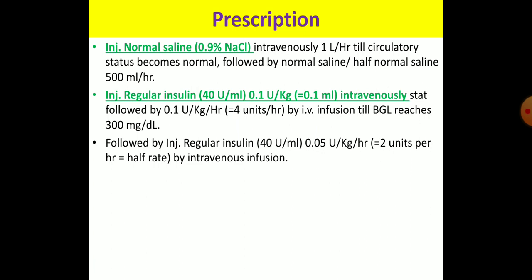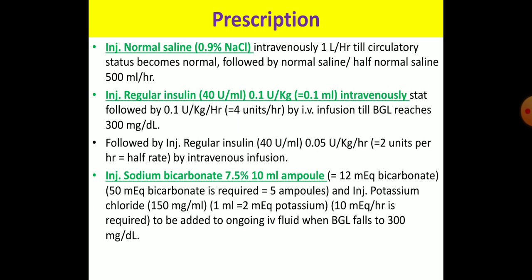Then initially stat followed by regular insulin intravenous infusion. Then, important thing is, I have forgotten to highlight that injection potassium chloride, and then if required injection sodium bicarbonate, and in case of infection, injectable antimicrobials. You can refer to my previous class on diabetic ketoacidosis.